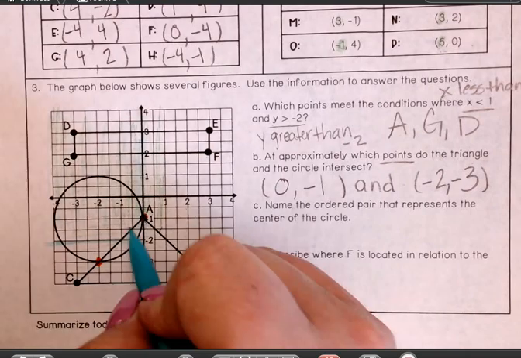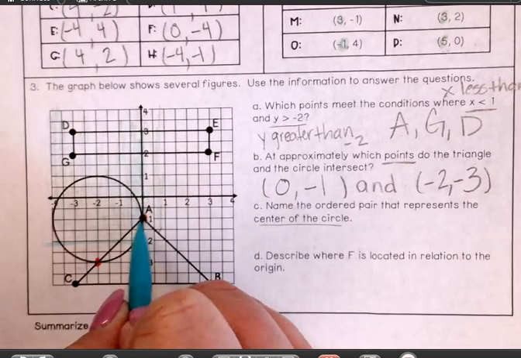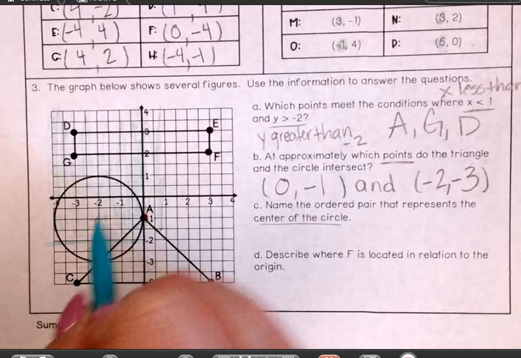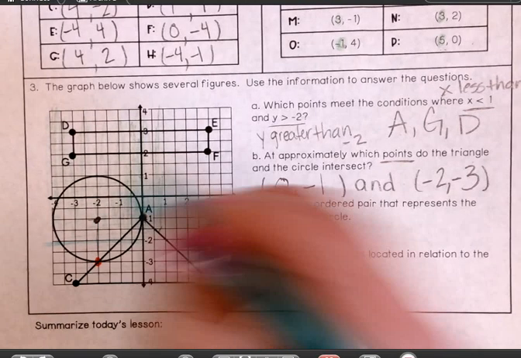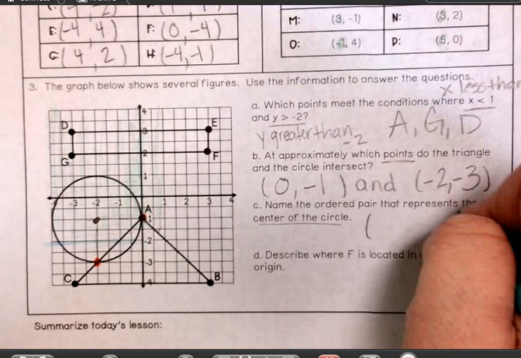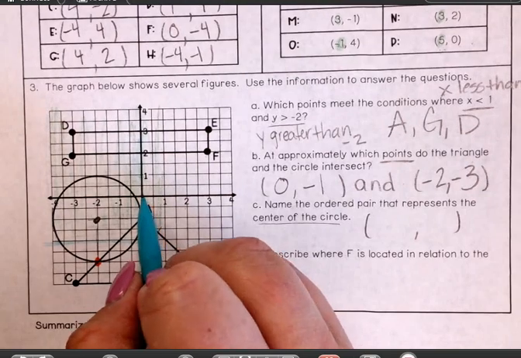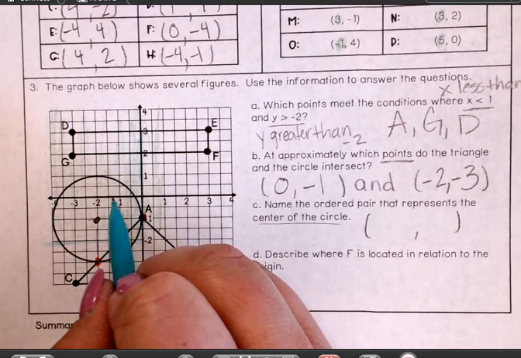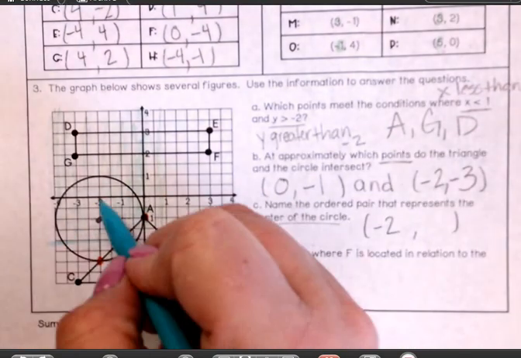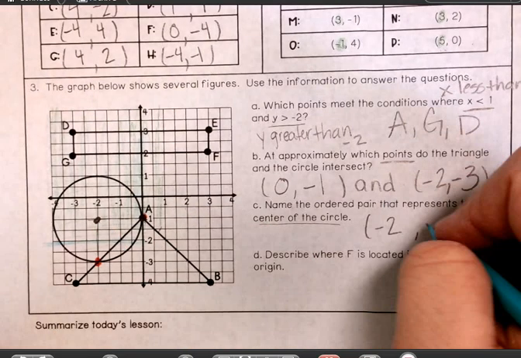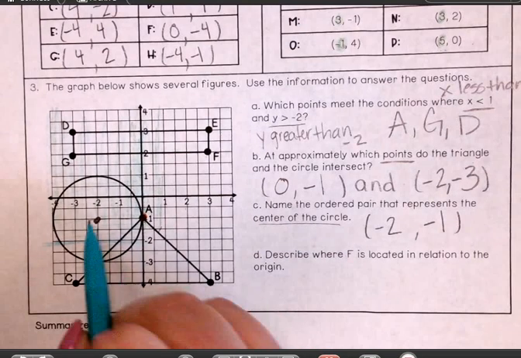Now, name the ordered pair that represents the center of the circle. To find the center of the circle, I would draw from here and from here. And right there is the center of your circle. So what is the ordered pair for the center of that circle? If I start at origin, how far left or right do I go? Left to -2. And then do I go up or down? Down to -1. I come down to -1.